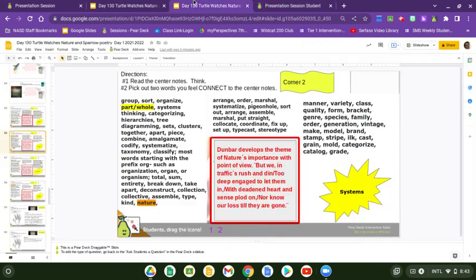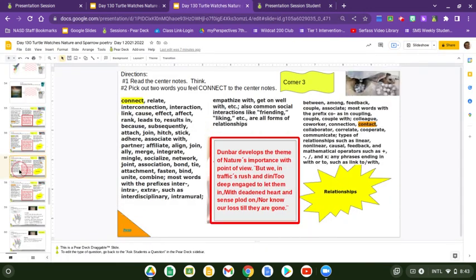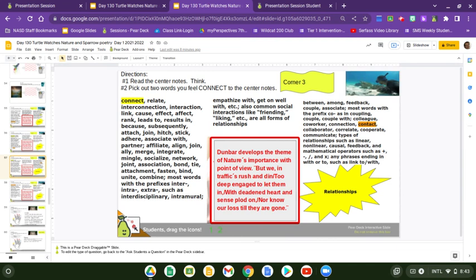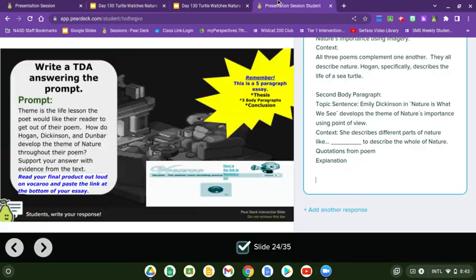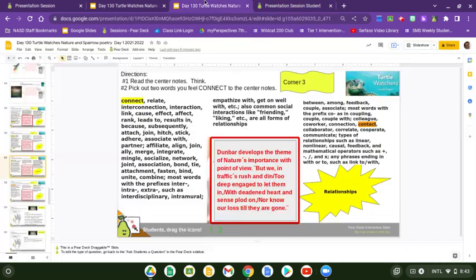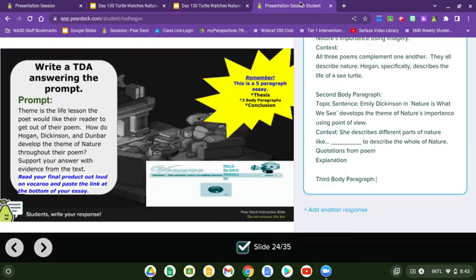All right. Next, we've got the word connect and contact when it comes to relationships, right? What sort of relationships exist in this poem? Well, we could think in terms of, make sure you're slanting the board right now. Make sure for that third body paragraph, we're using the words connect and contact.